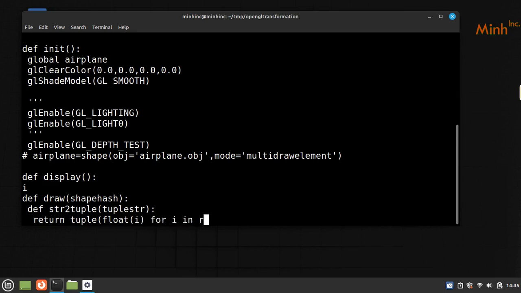for I in re find all, plus, tuple string. Okay, so this is the code.